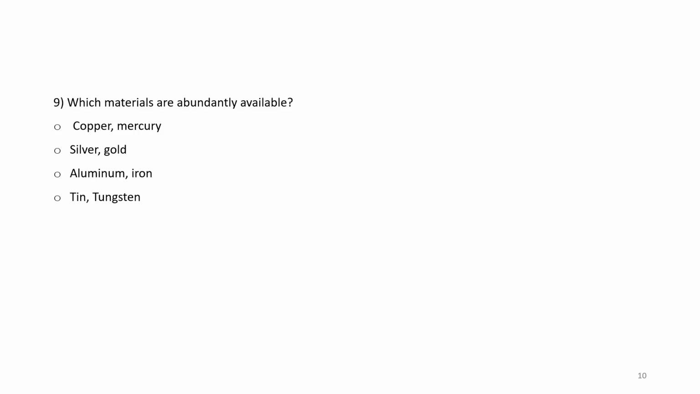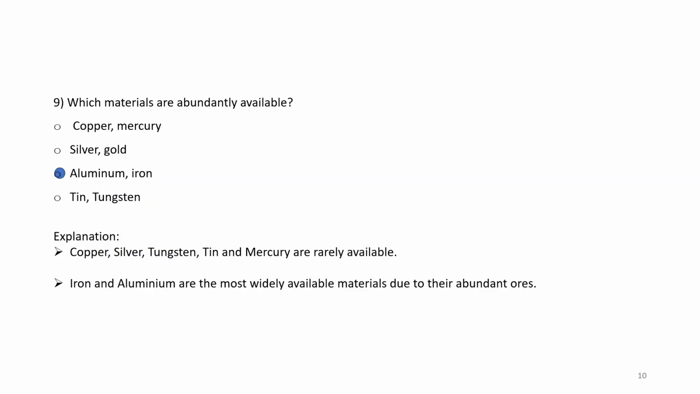Next question is, which materials are abundantly available? Options are copper and mercury, silver and gold, aluminum and iron, or tin and tungsten. Answer will be aluminum and iron. We can explain this by saying copper, silver, tungsten, tin and mercury are rarely available, and as we saw earlier as well, iron and aluminum are available in Earth's crust, so they are easy to mine. So these are the most widely available materials due to their abundant ores.